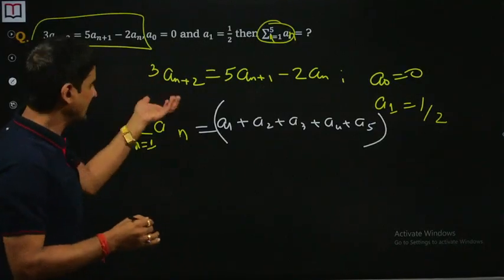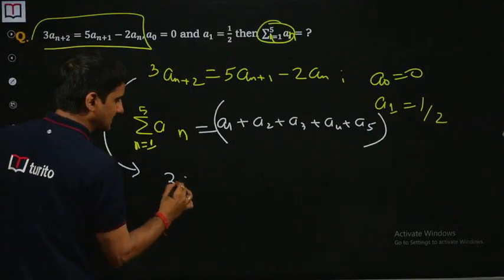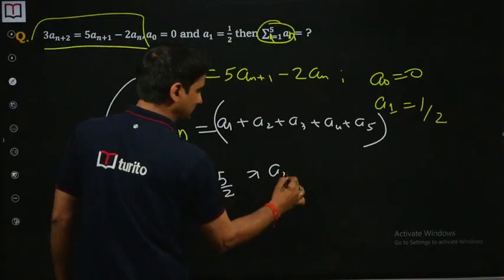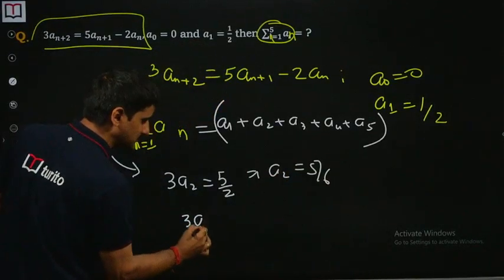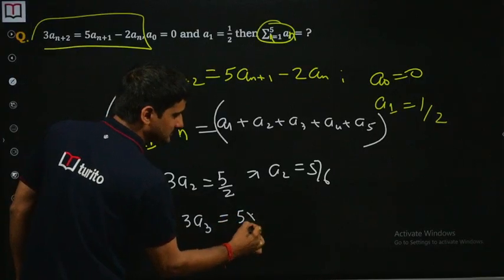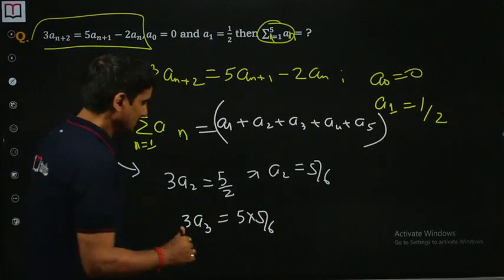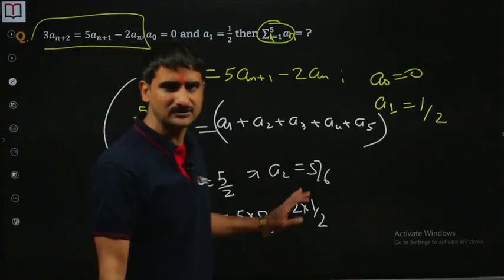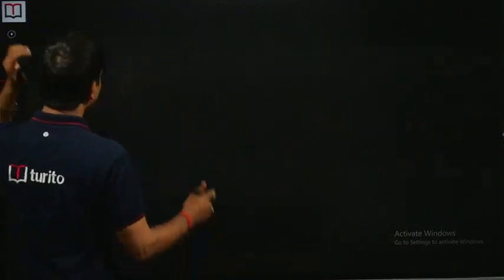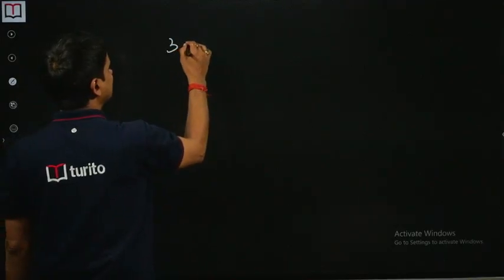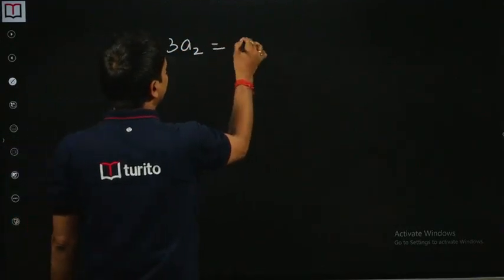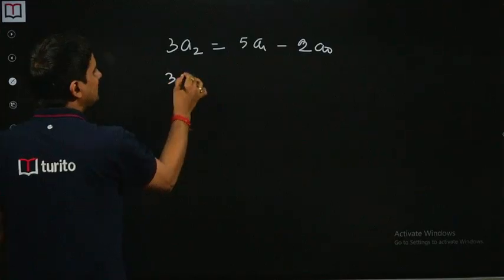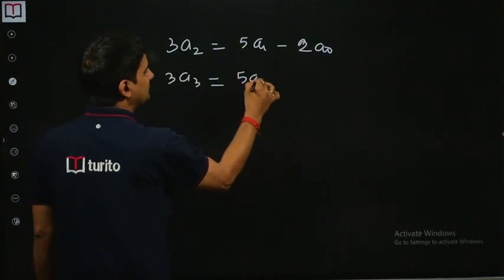If we put the value here, 3 times a2 is 5 times a1, which is half, and then 0. So we got a2, which is 5 by 6. Similarly, 3 times a3 is 5 times a2, which is 5 by 6, and then minus 2 times a1, which is half, and then you can find just 2-3 more values. But looking at it, if we go on writing it, a2: it's 5a1 minus 2a0. Fair enough. Then 3a3 is 5a2 minus 2a1.